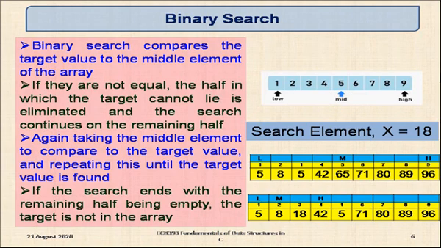So one half will be eliminated totally, right? That is, binary search compares the target value to the middle element of the array, right? If you search for a particular value, just look at the example here. My search data is 18. I have 9 elements, and the pointers are like this.